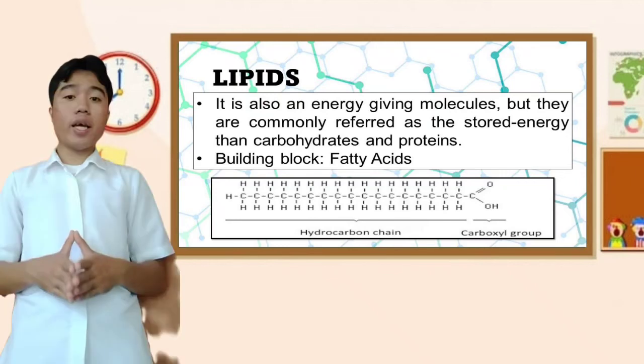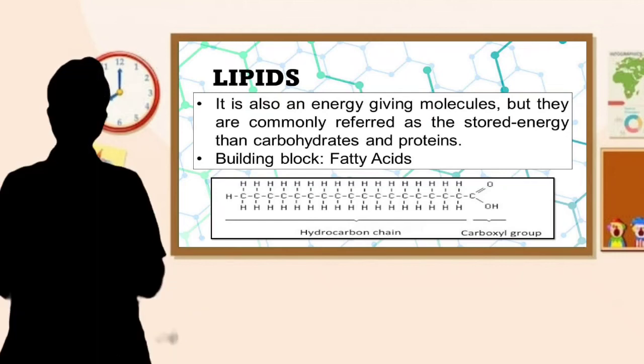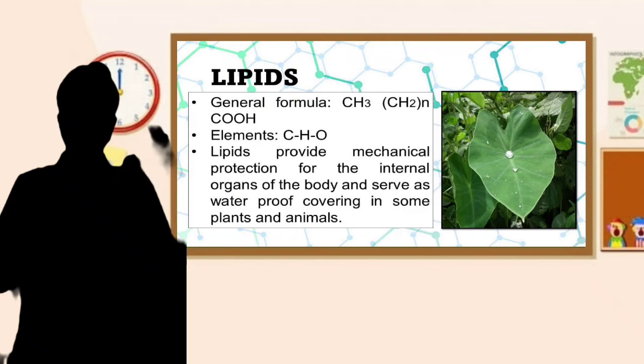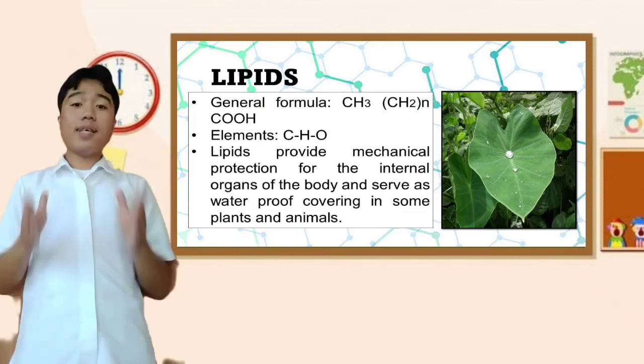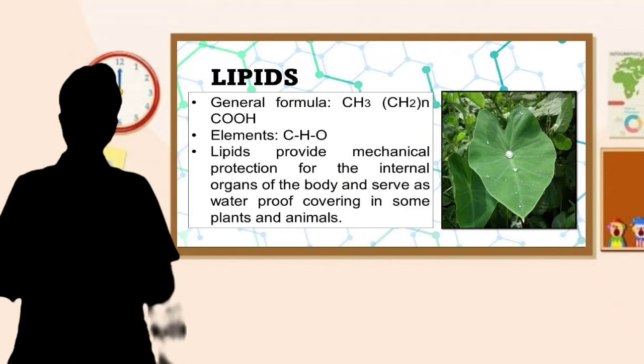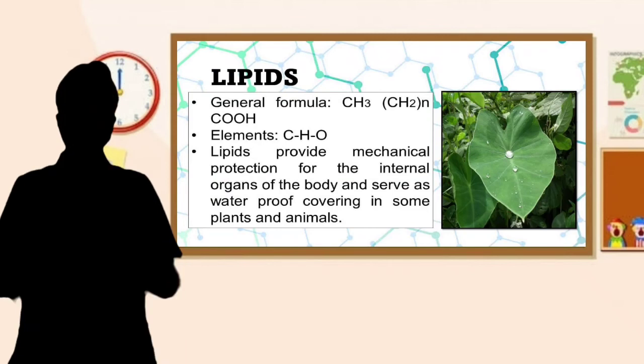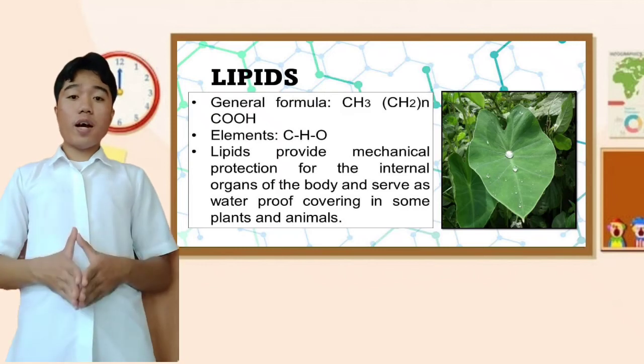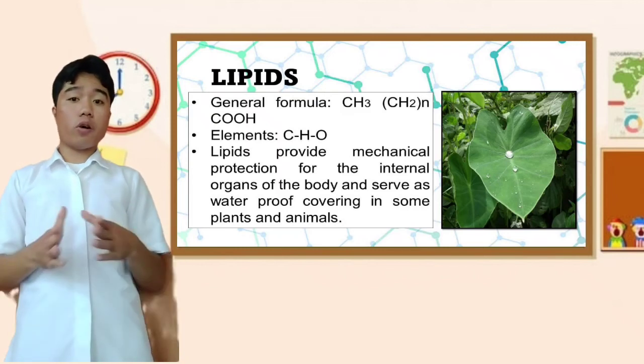And as you can see here in the structure of one of the examples of lipids, it is composed of a long hydrocarbon chain attached to the carboxyl group or alcohol. The general formula for lipids is CH3(CH2)COOH. And the elements present here in lipids are the same as the carbohydrates, which is carbon, hydrogen, and oxygen, or the CHO.